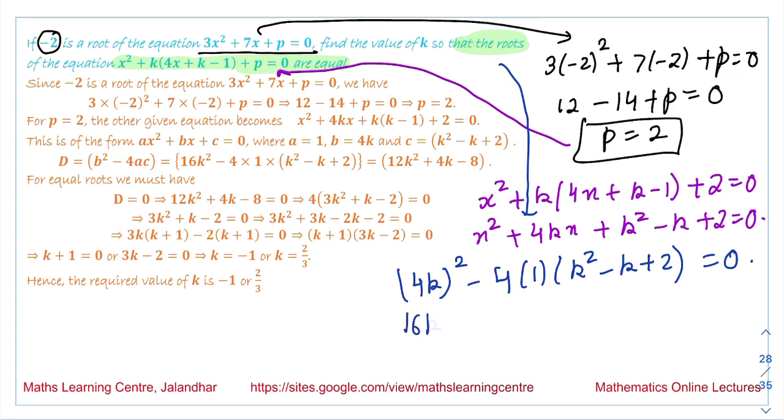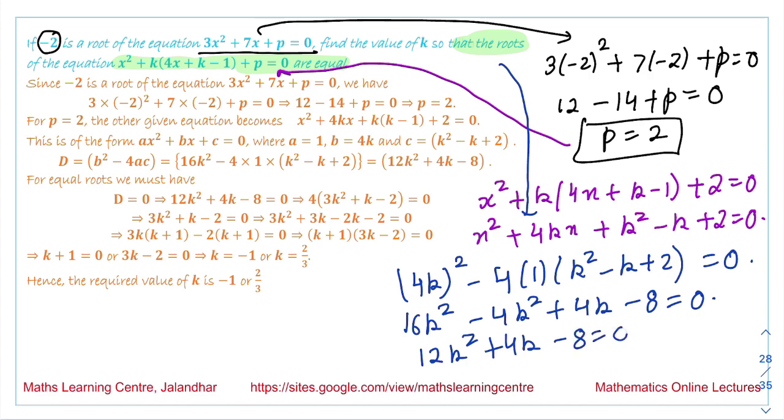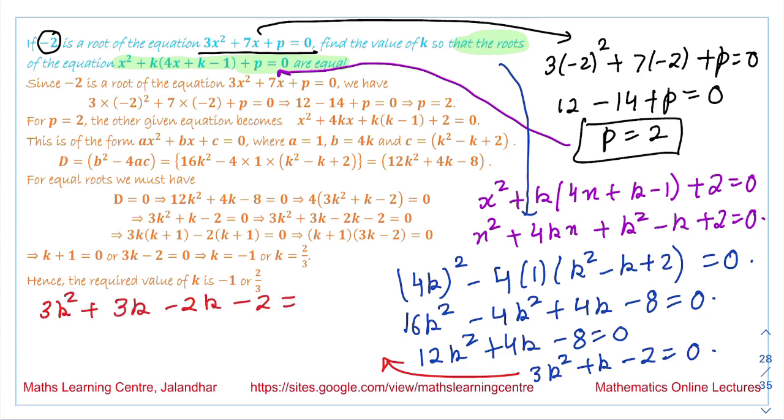So it is 16k square minus 4k square plus 4k minus 8 is equal to 0. So we get 12k square plus 4k minus 8 is equal to 0. So this is 3k square plus k minus 2 is equal to 0. Now to solve this equation, we are splitting the middle term and we are getting 3k square plus 3k minus 2k minus 2 is equal to 0.